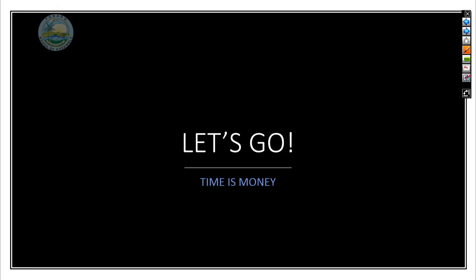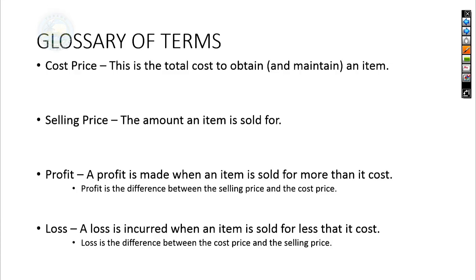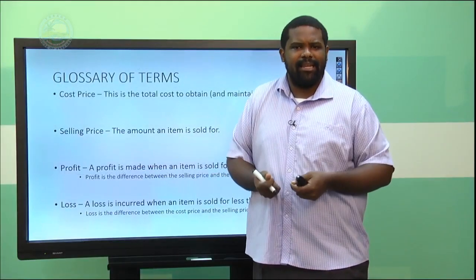Time is money, right? So when it comes to the basic terms, which we already know because we've been doing it all of our lives, the cost price is the cost of something. It is the amount of money that must be spent to obtain an item. And in many cases, it also will include the cost to maintain the item. So it's not just about obtaining the item, but also about maintaining it.